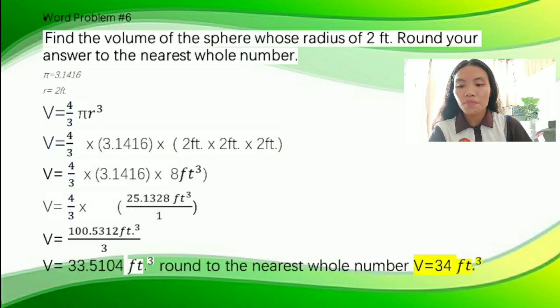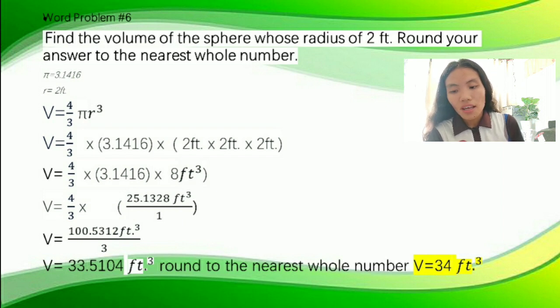And for the last but not the least, word problem number 6: find the volume of the sphere whose radius is 2 feet. Round your answer to the nearest whole number. So, the formula is volume is equal to 4/3 times pi r cube. So, volume is equal to 4/3 times 3.1416 times 2 feet times 2 feet times 2 feet, because the radius is cubed.